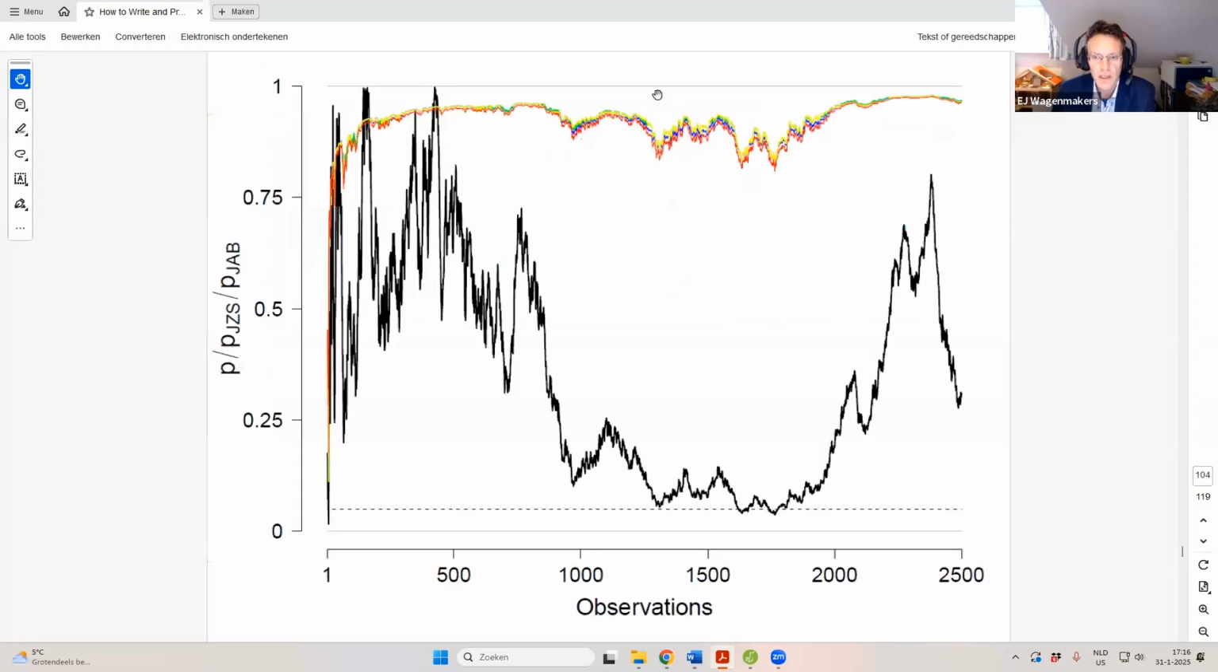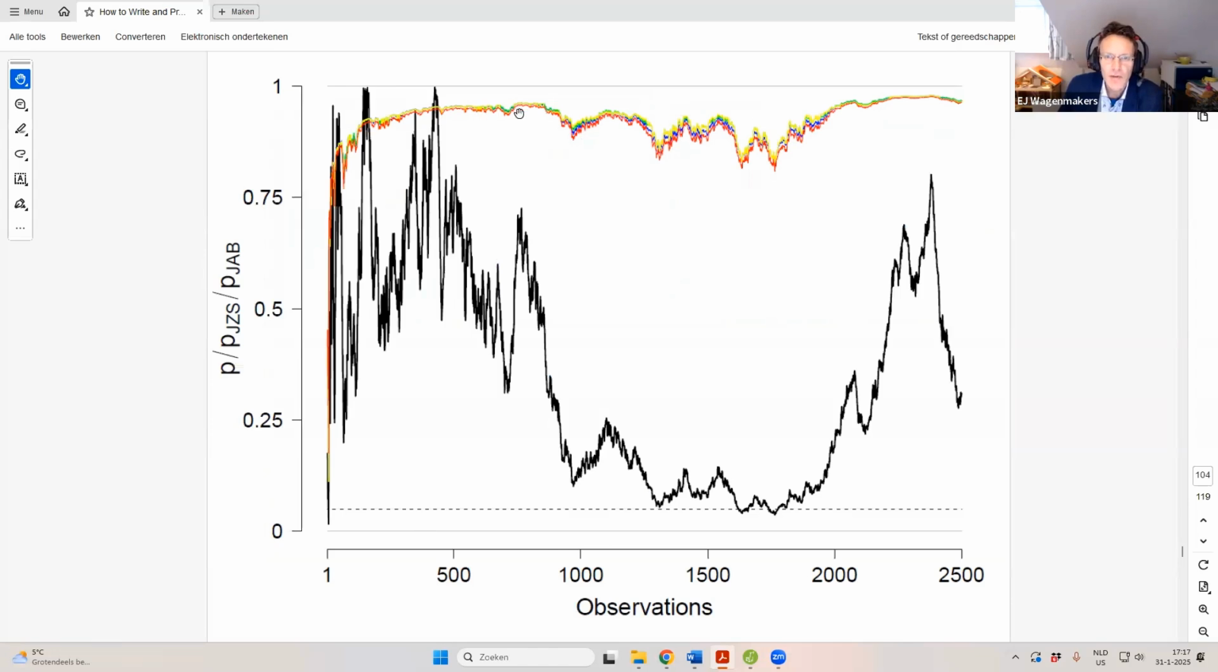So here we go. This is a one-sample t-test. On the x-axis, you see an accumulation of participants. The black line is the classical p-value. You see that it drifts randomly, and at some point it actually hits the 0.05 level over here and over here, and I think all the way at the beginning as well, but let's ignore that. That's a very low sample size.